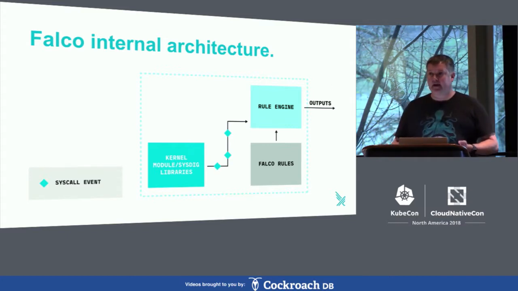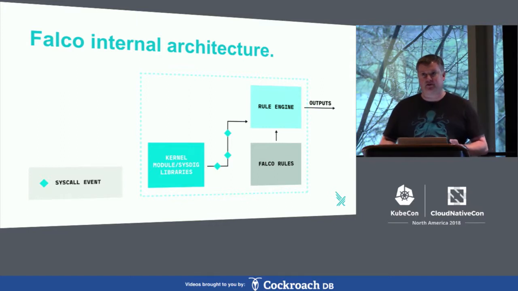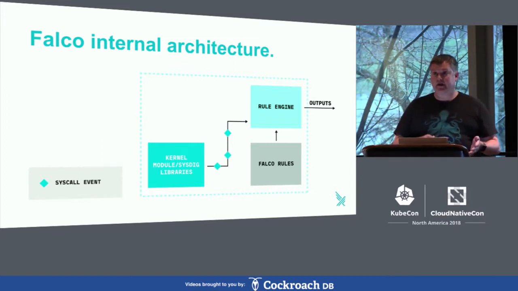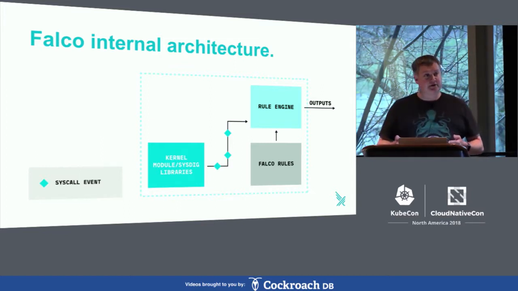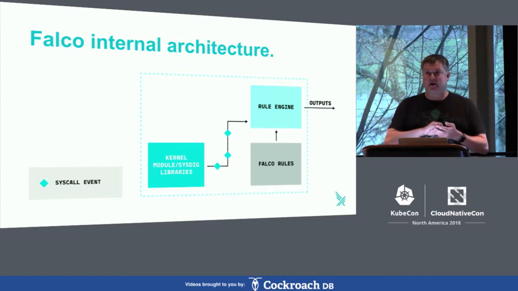If this is running in a container, we'll add container level information. We'll say, oh, this is running as a part of a container with a given ID. Here's the image that was used for that container. Here's the mounts that container has. And we add all of that as context to that system call event.